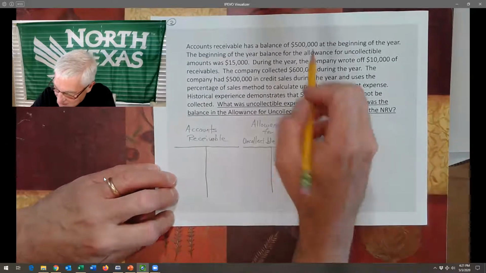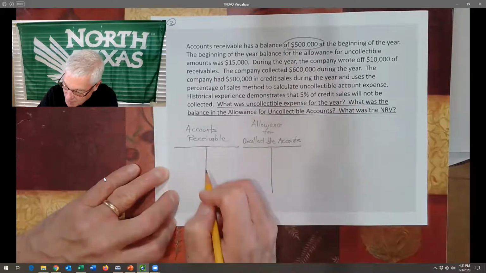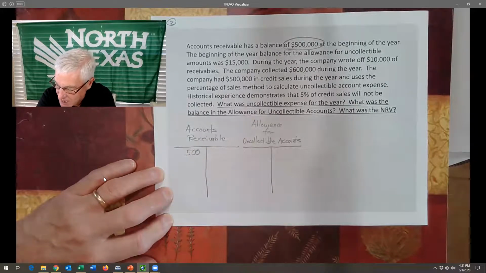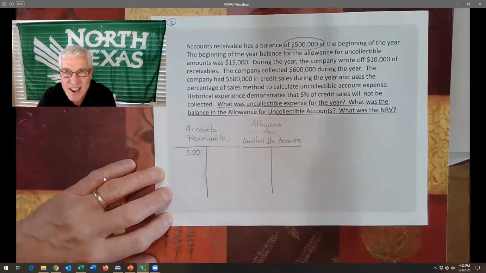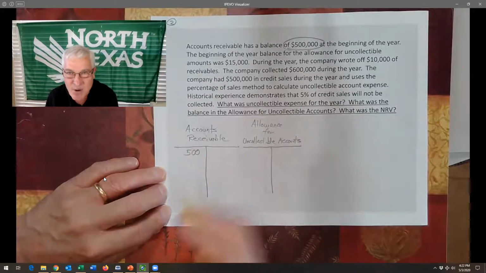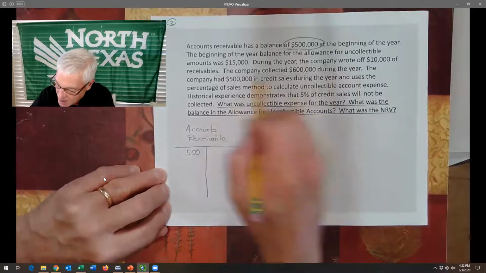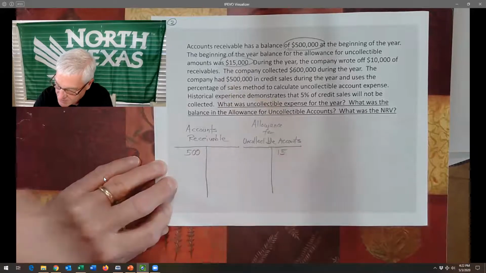All right, accounts receivable has a $500,000 beginning balance, and I'm just going to use this in thousands. Notice how I love to use these T accounts. It makes it so much easier. There are a lot of words on this page, and they can be pretty intimidating. Even in an exam, I would do a quick T account and put these dollars where they need to be. Then I can answer any question I'm given. The beginning balance for uncollectible was 15. There's that credit over there, 15.